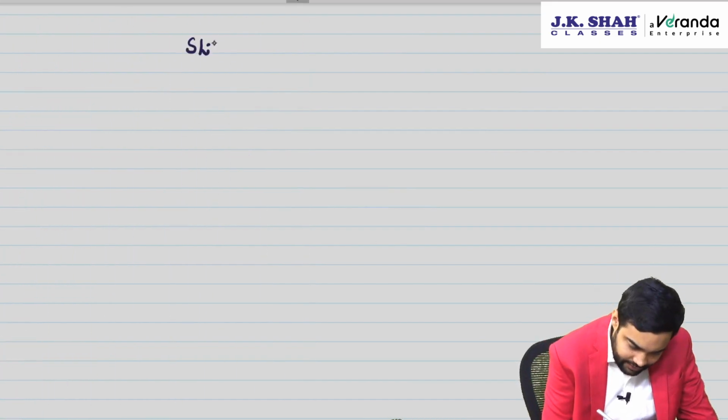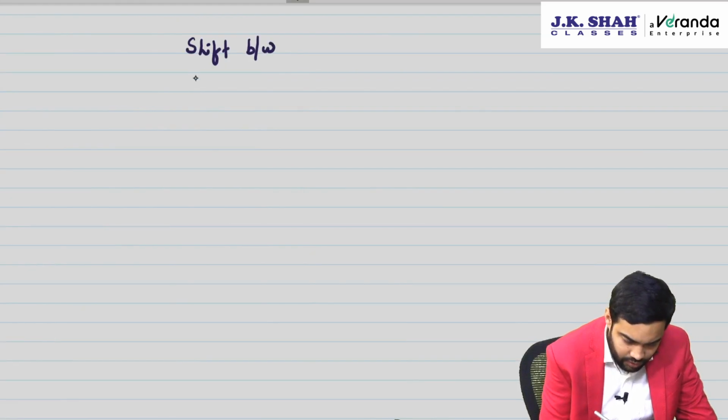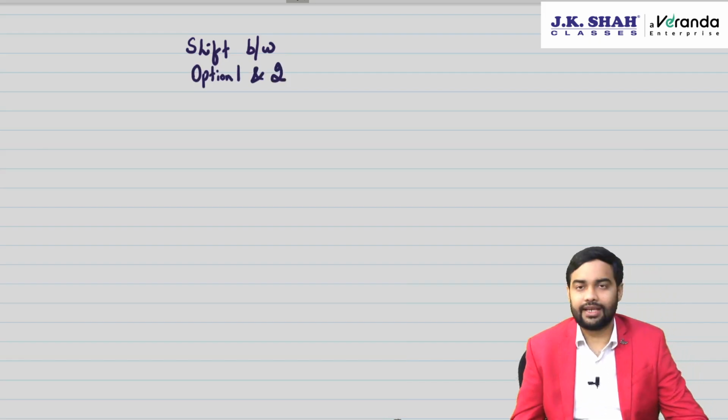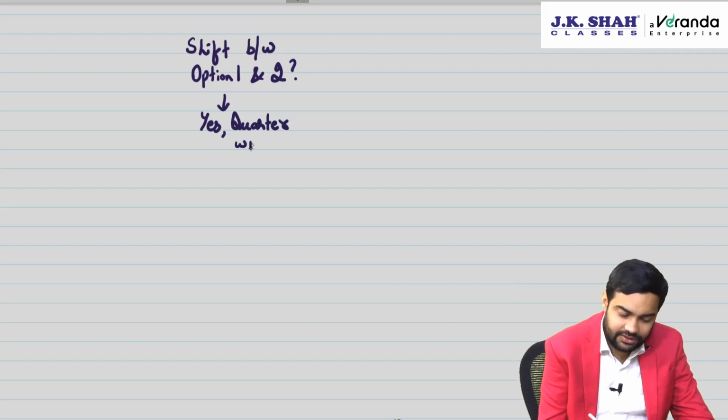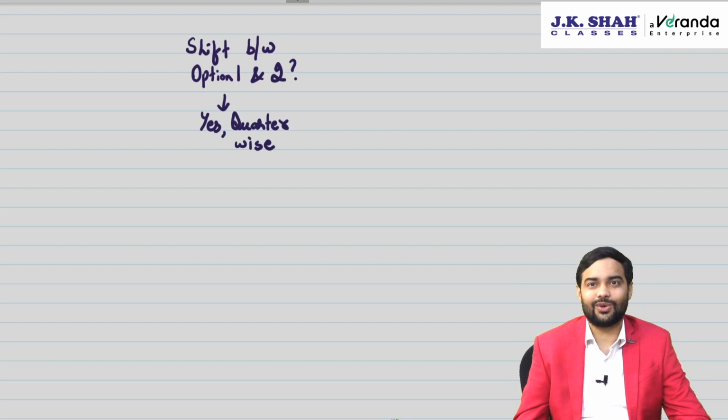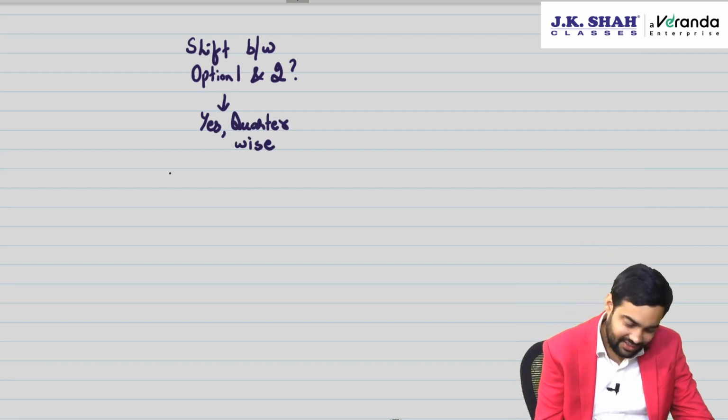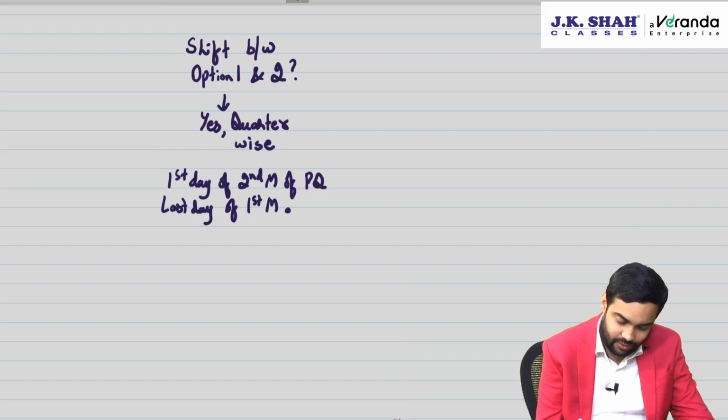Can I shift between option 1 and option 2? That is monthly filing and quarterly filing. The answer is yes, it is allowed quarter wise. Now between what dates? Between first day of second month of previous quarter and last day of first month of current quarter. Remember the wordings. First day of second month of previous quarter and last day of first month of current quarter.